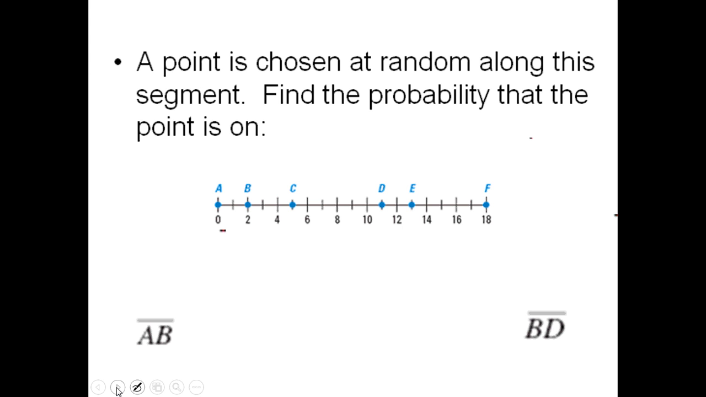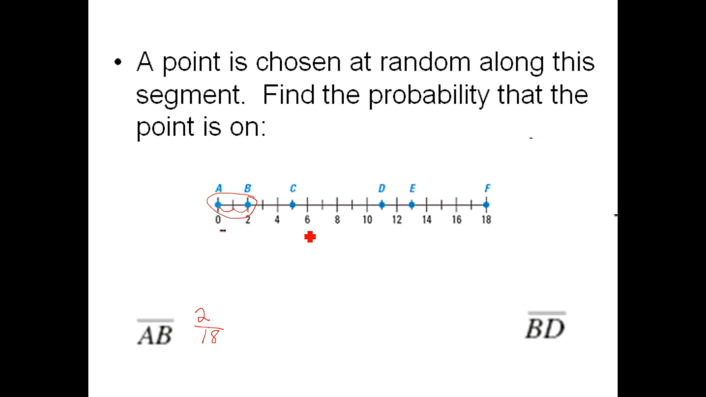So let's consider this example first before you write any in your notes. A point is chosen at random along this segment. Find the probability that the point is on AB, and then the other situation, BD. So let's first consider how long AB is. How long is the distance between A and B? Well, that's 2 units, right? 1, 2. You can see that from the 0 to 2 distance, right? And the whole segment has a length of 18.